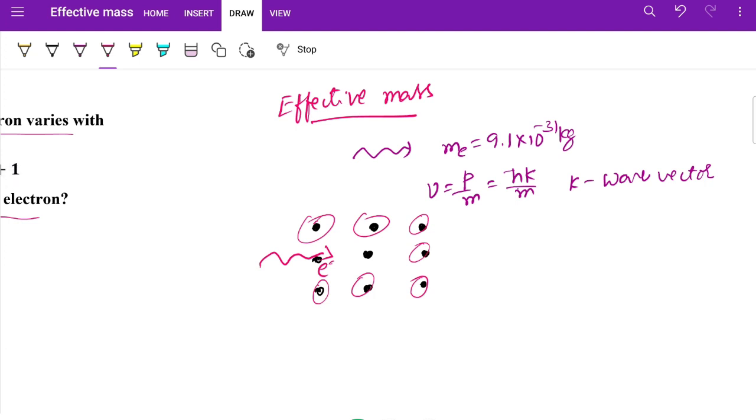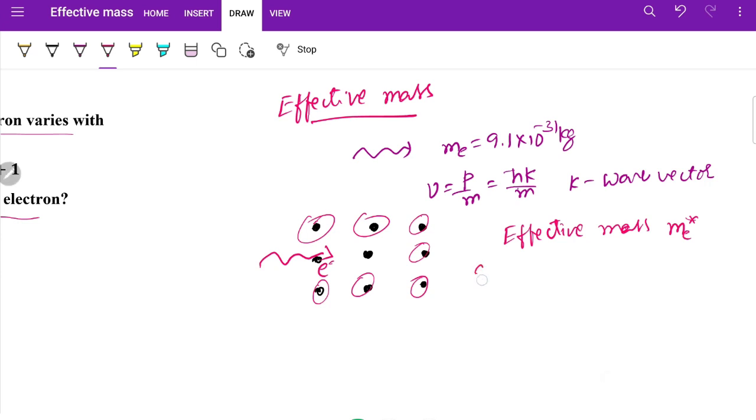This is where the concept of effective mass comes in. The electron behaves as if it has a different mass. We call it effective mass, denoted by m star. It reflects how electrons behave under external forces within the lattice environment. Different materials exhibit different effective masses for their charge carriers.